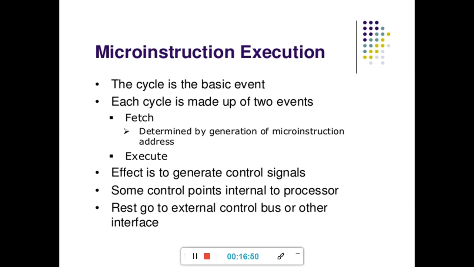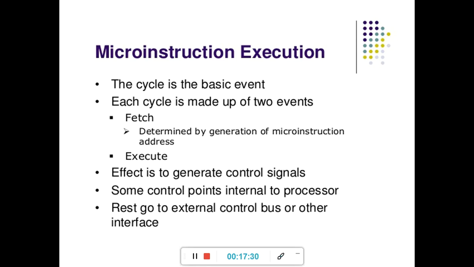Each cycle is made up of only two events: one is fetch, because without fetch we cannot do the process, and the other is execute. Execute performs the full operation given by the instruction. That determines the generation of instructions as well as addresses, and it should generate control signals and control points internal to the processor, because from the memory we can access the processing instructions, and the rest go to the external control bus or other interface. Without the control bus we can't do anything.